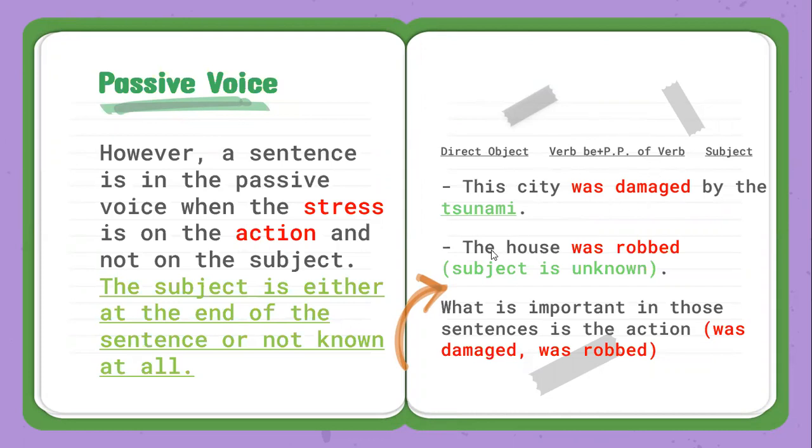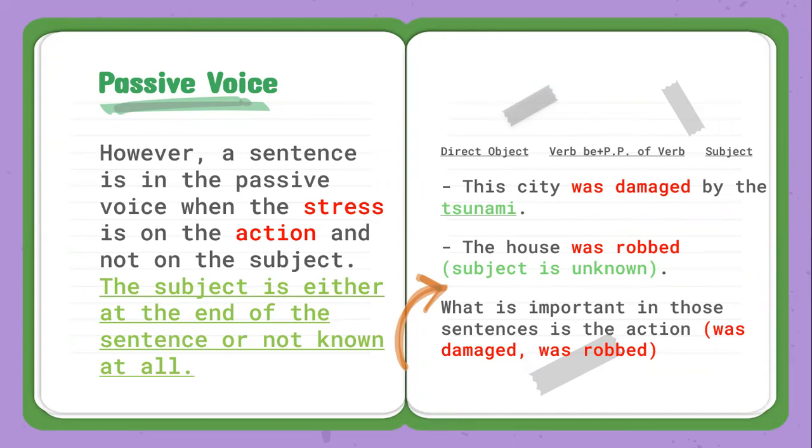Again, another example: the house was robbed. Okay, it was robbed by the thieves, and here I removed the subject, by the thieves. So here the subject is unknown and it doesn't affect the meaning, you know? So in the passive voice, it's not necessary. It doesn't affect the meaning if I say the house was robbed or the house was robbed by the thieves.